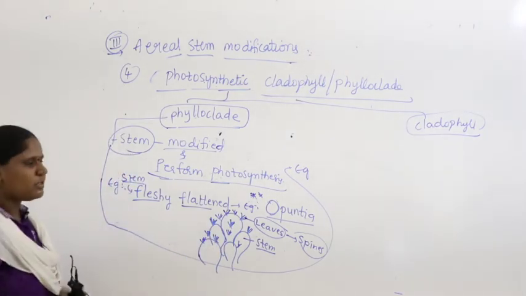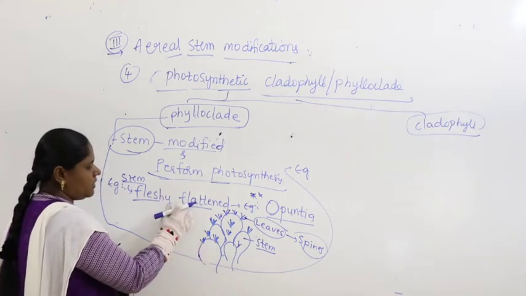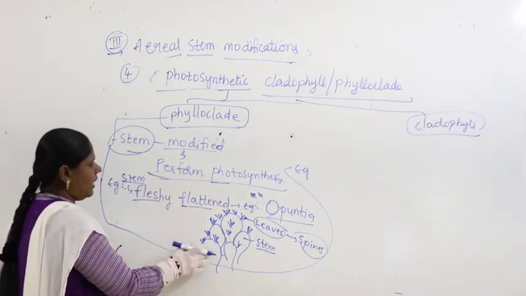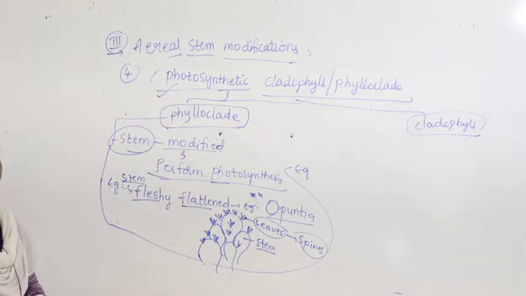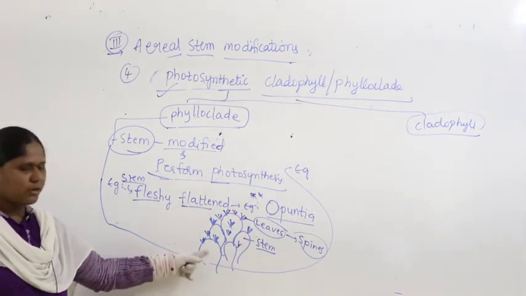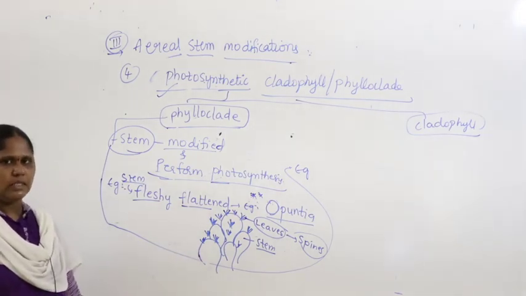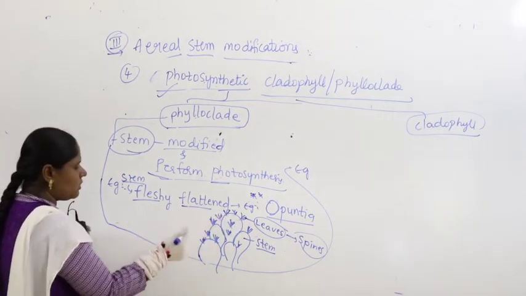Then leaves become spines. What about the stem? The stem is flattened, fleshy and undergoes photosynthesis. Why? Because the leaf is not doing photosynthesis. That is why the stem is modified to perform photosynthesis.